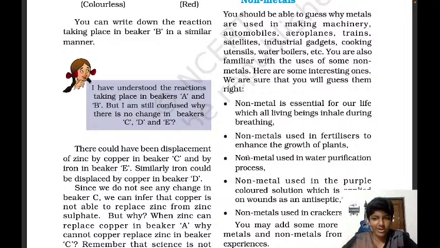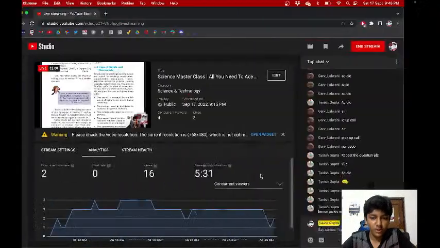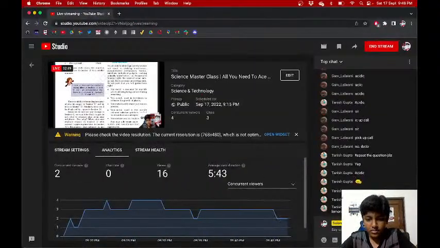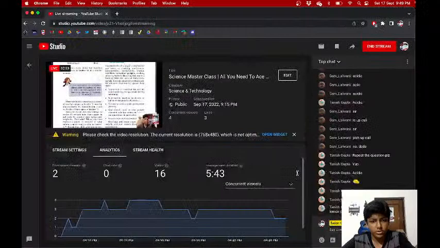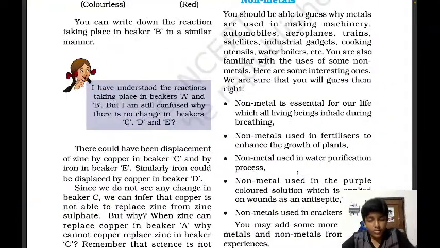Alright, I don't know. I'm confused in this one. Can anybody help me? Alright. Non-metals used in water purification process. Chlorine. I believe it is chlorine already.